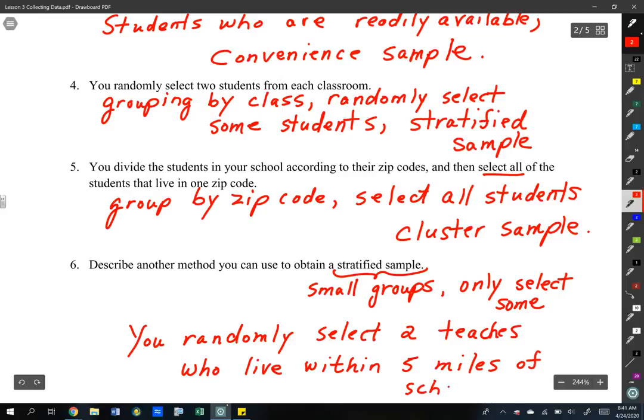So you group teachers by, oh, you live within 5 miles, you live within 5 to 10 miles, you live within 10 to 20 miles, and then you pick one of those groups and you only select some of the teachers, right? So that would be stratified. All right, so let's keep going.